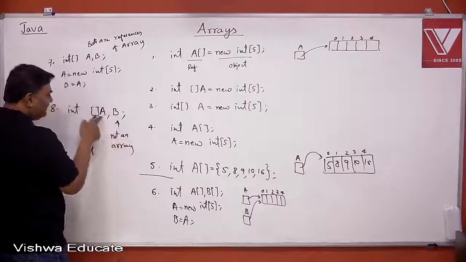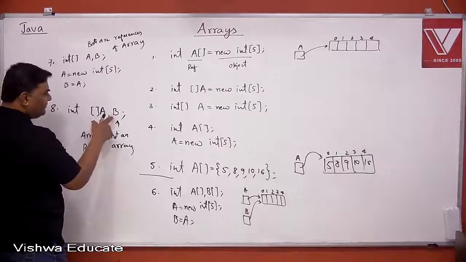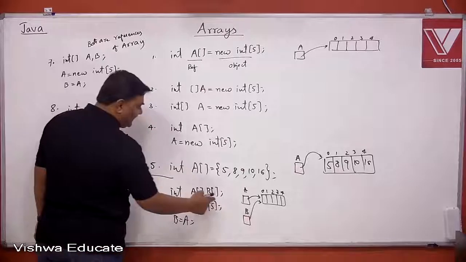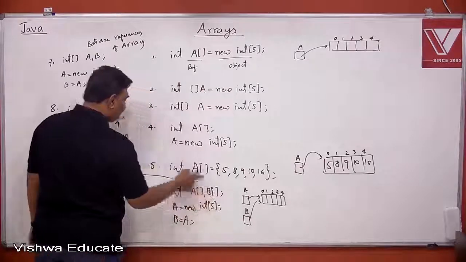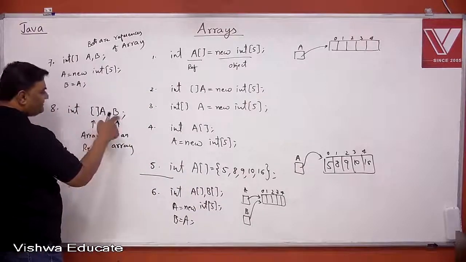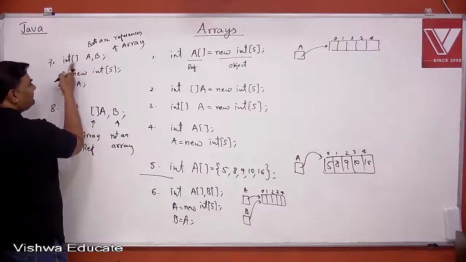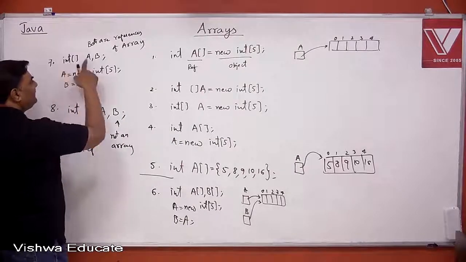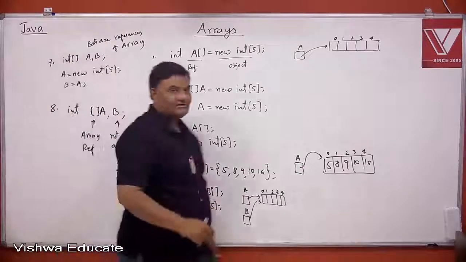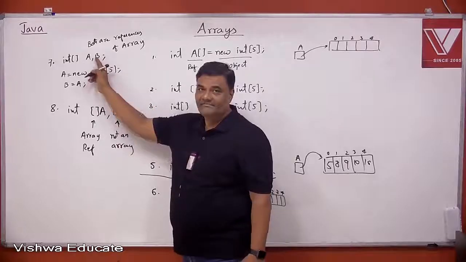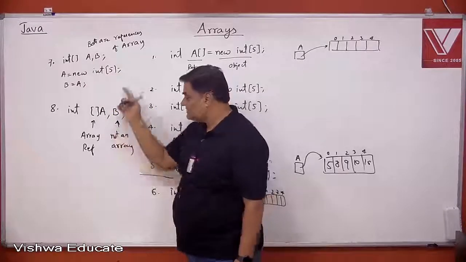Then which one is the array? Whichever has brackets. I have not given brackets here, so this is not an array. I have given brackets for both, so both are array references. Here only one is an array reference, and this is not an array reference. What about this? The brackets were given along with the data type, so both of them are array references. So these are the differences.